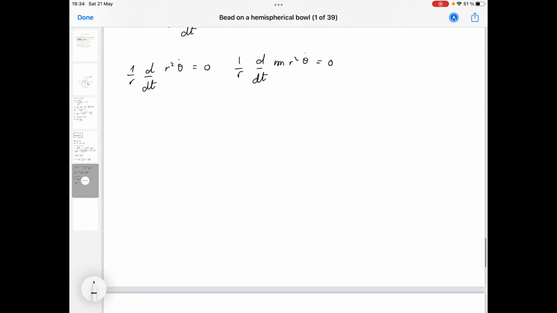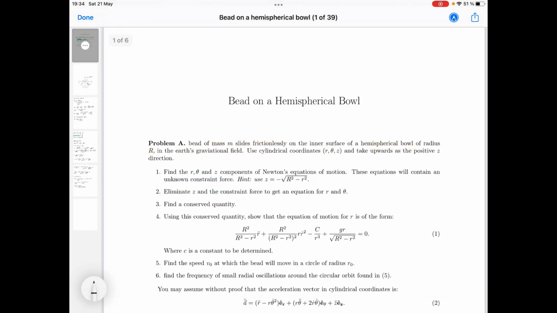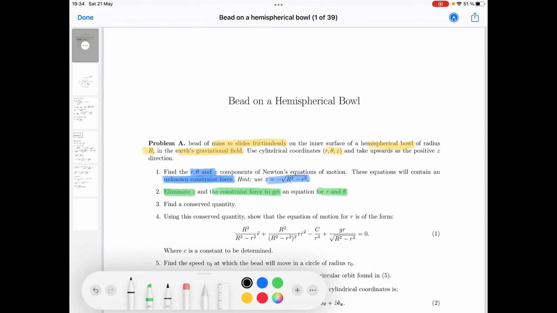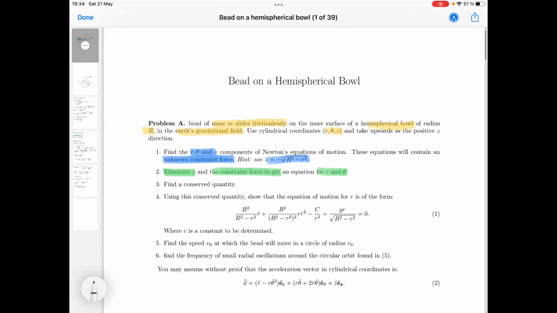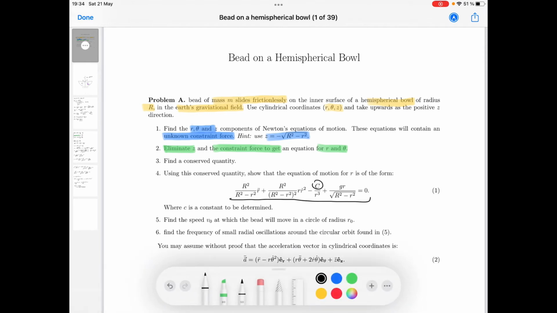And so we see that that means that our m r squared theta dot is a constant, and this quantity is the angular momentum. So we found a conserved quantity from the equations of motion. Now if we look back at our question, we're asked to use this conserved quantity to show that the equation of motion for r alone is of this form, where c is some unknown constant. So let's try and see how we can do this.